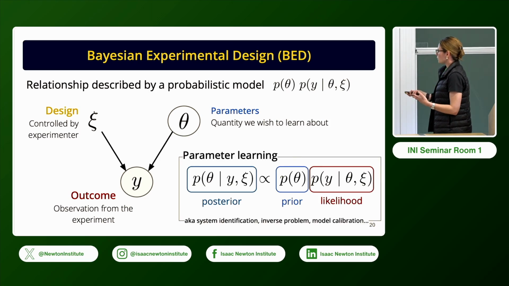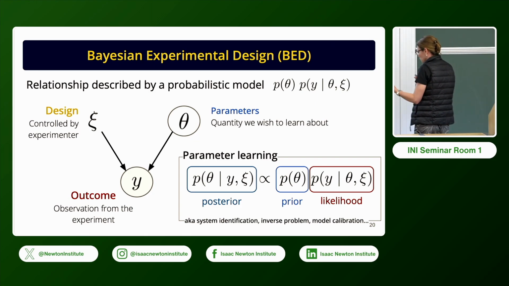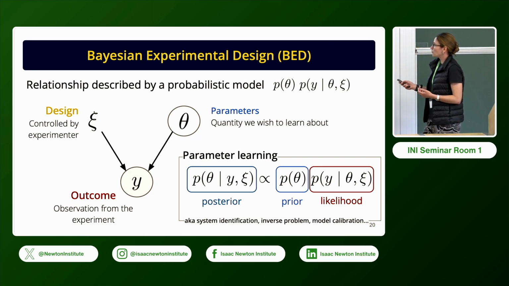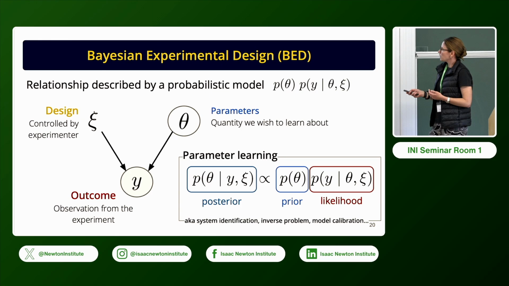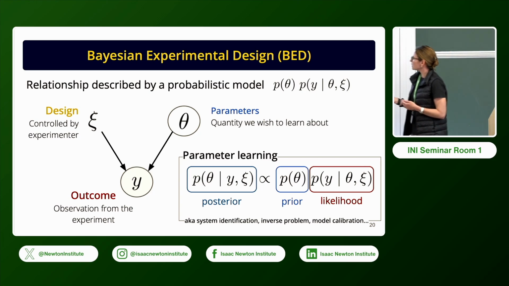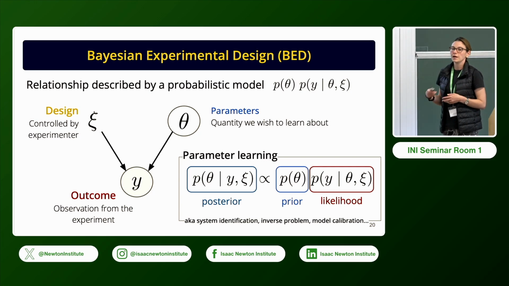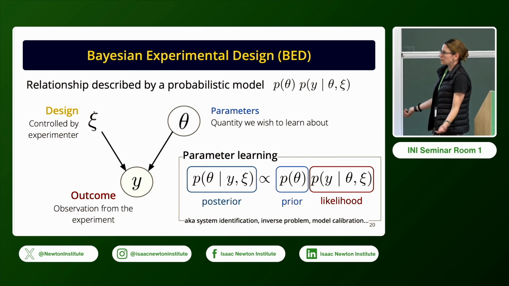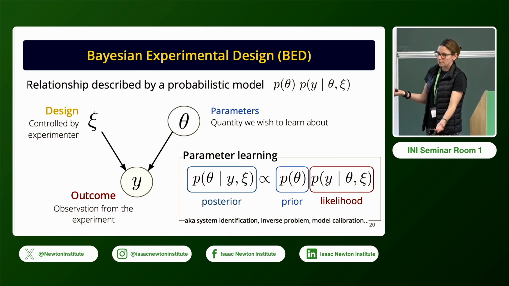On the learning aspect of things, what we will be doing, right, is essentially parameter learning in this Bayesian model. And we have the standard Bayes rule. We have that the posterior is proportional to the prior times the likelihood. And I just want to highlight that this parameter learning problem is very often referred to as many different things. System identification is one example, inverse problem, model calibration, and so on. Okay, so this is roughly speaking the same problem.